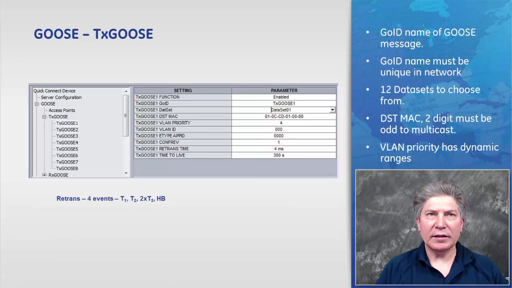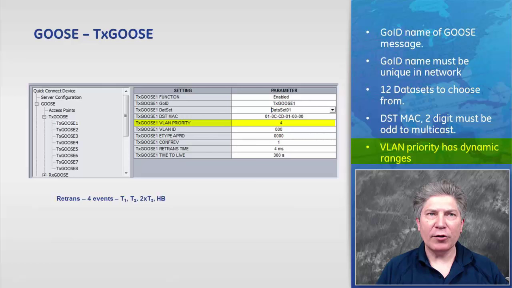Next, the GoID is the name of the Goose message that needs to be unique within the system. So in our network, each Goose message has to have a unique name. Next, the DAT set allows us to select one of the 12 predefined data sets. The DST MAC, the destination MAC field, requires that the multicast bit be set to true. In other words, the second digit has to be an odd number.